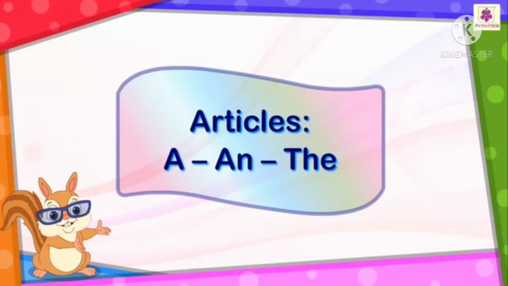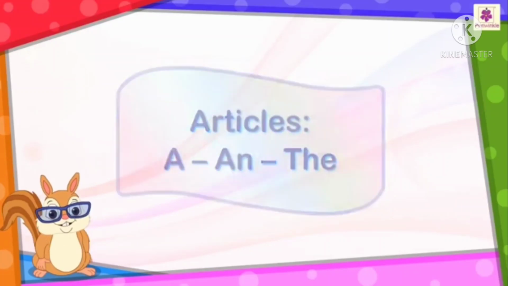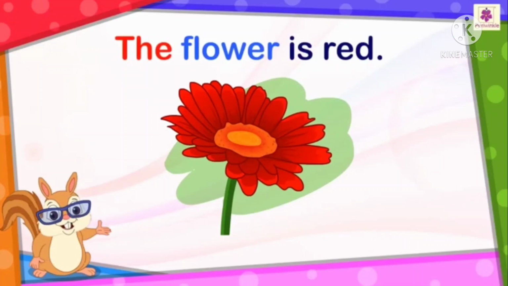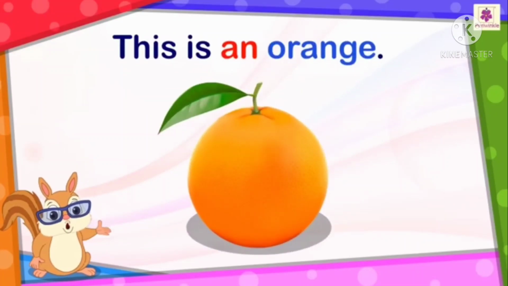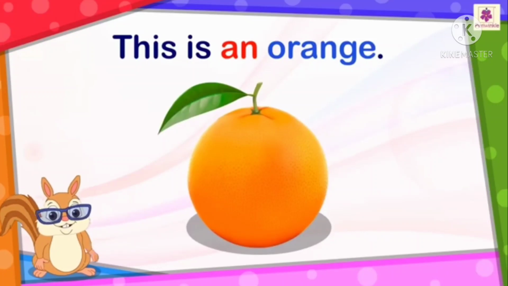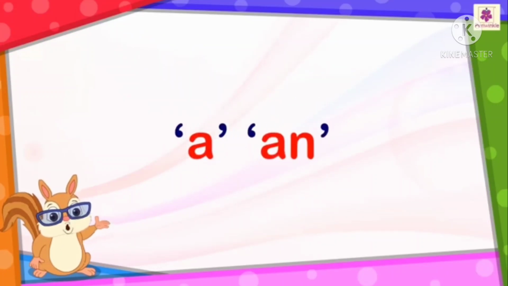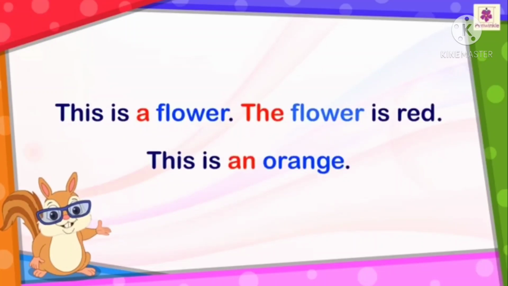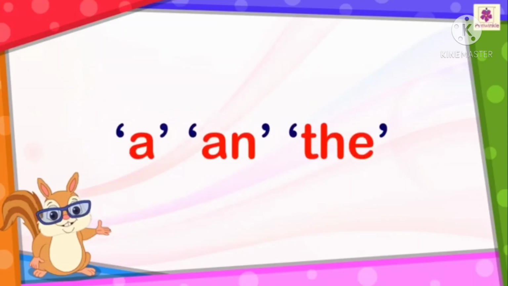Articles a and the. Look at these pictures. This is a flower. The flower is red. This is an orange. We have used a, an and the to point out the nouns flower and orange. These words, that is a, an and the, used to point out nouns are called articles.